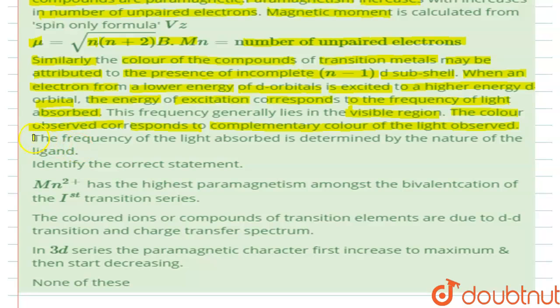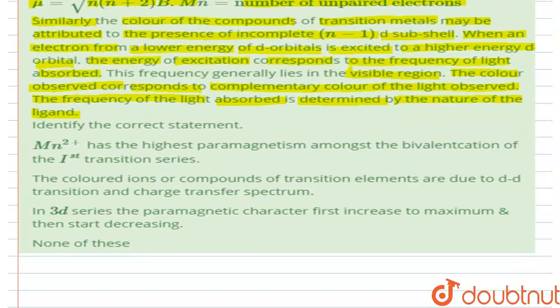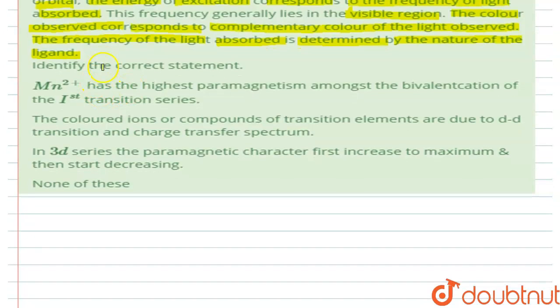Now they are also telling us that the frequency of the light absorbed is determined by the nature of the ligand. Now this is very important, that the frequency of the light that is absorbed is determined by the nature of the ligand, right? Now, in this paragraph, they are also asking us a question based on the information that they have given us, that identify the correct statement, right?